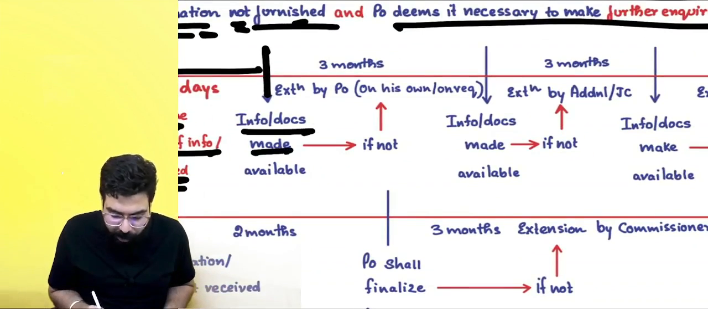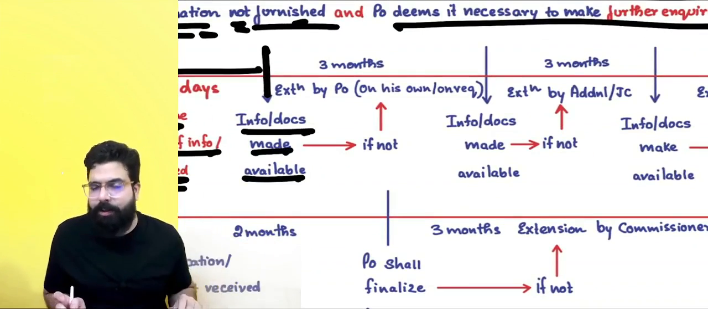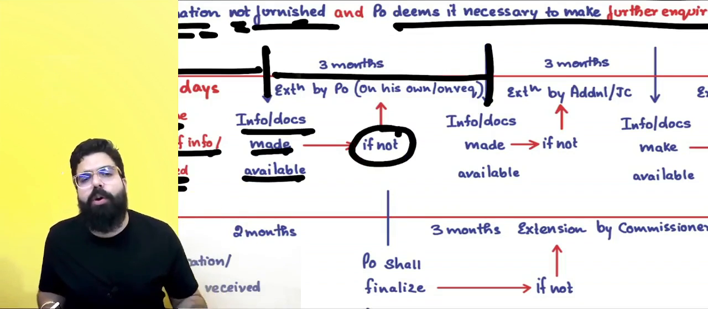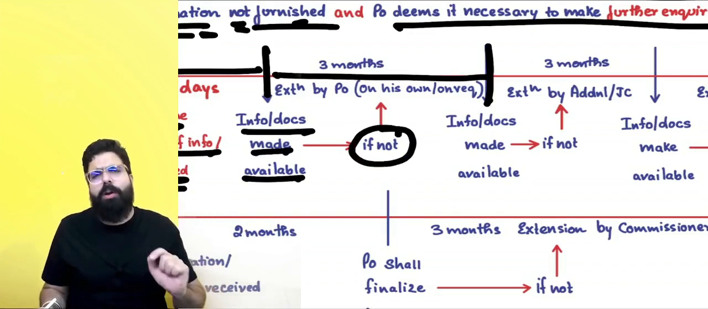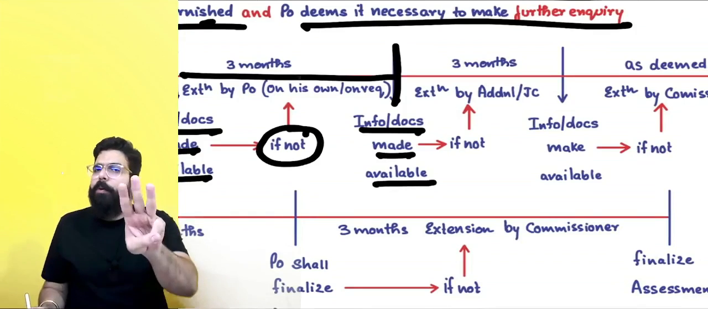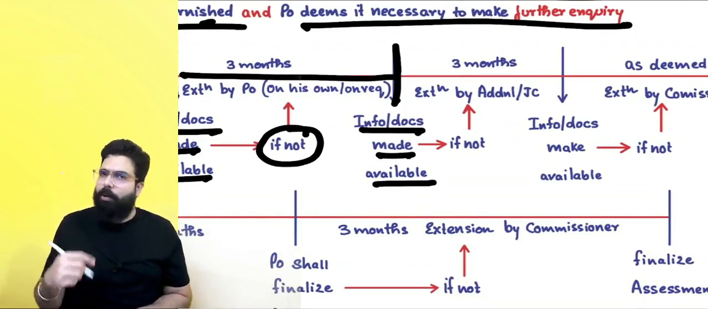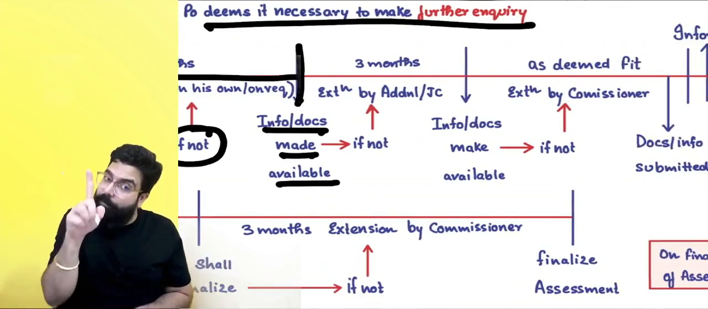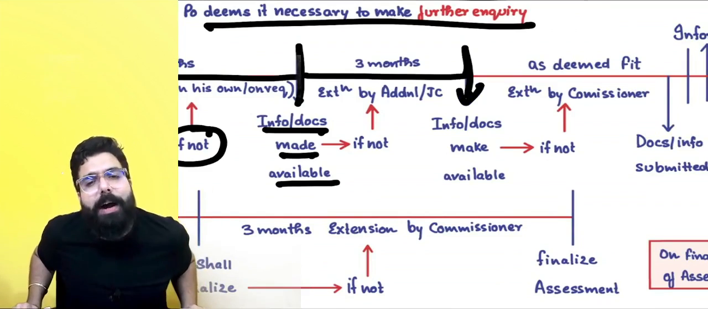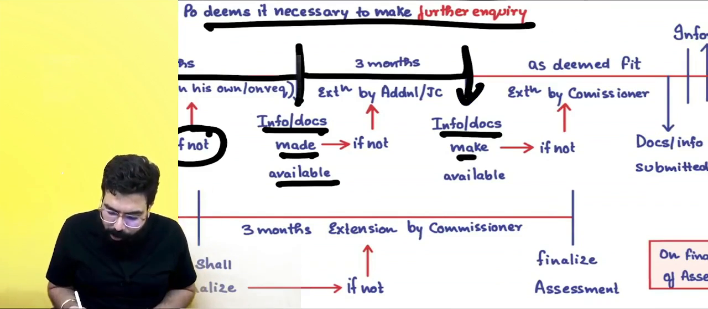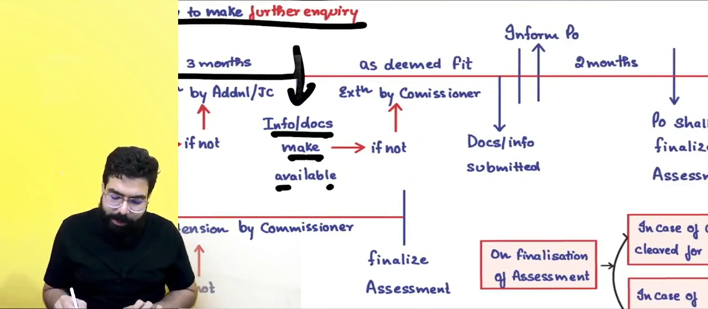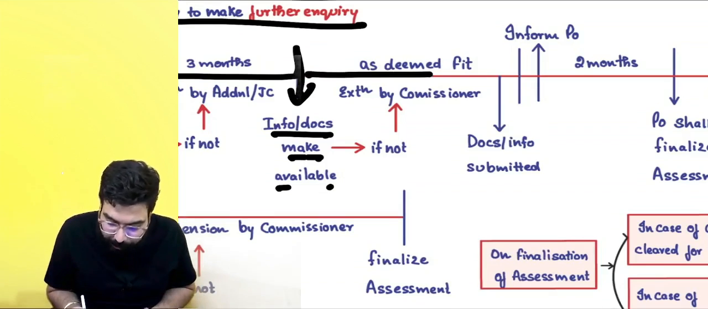Now, if the information or documents are made available, very good, he will finalize the assessment. But if not made available, then an extension can be given on his own by the proper officer or on request by you. Now, if the information or documents have been made available within the 3 months time, very good, then they will finalize the assessment. But if you don't do that, then the additional commissioner or joint commissioner can further extend the time limit by 3 months. Sir, if information or documents are made available, then finalization of assessment will happen. Otherwise, now the extension can be done by whom, sir?